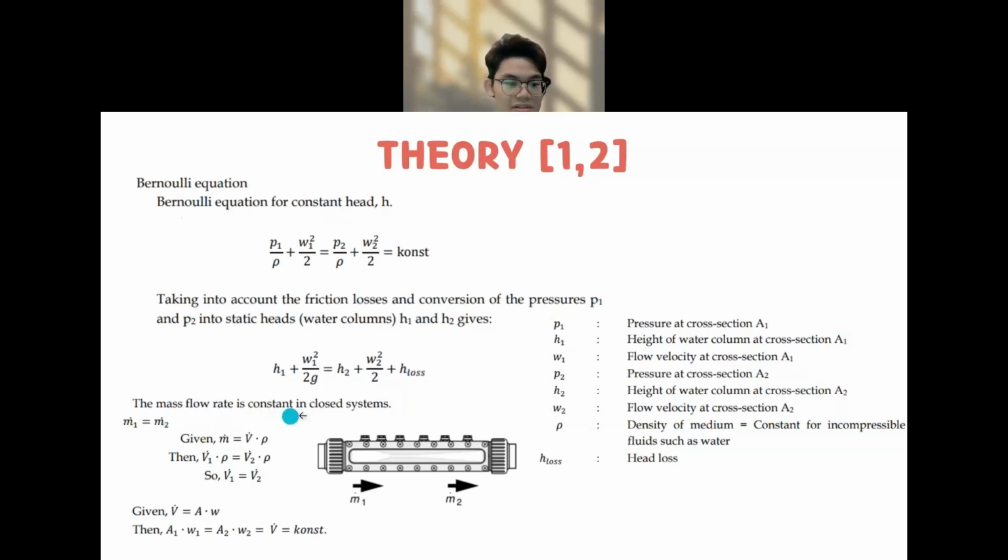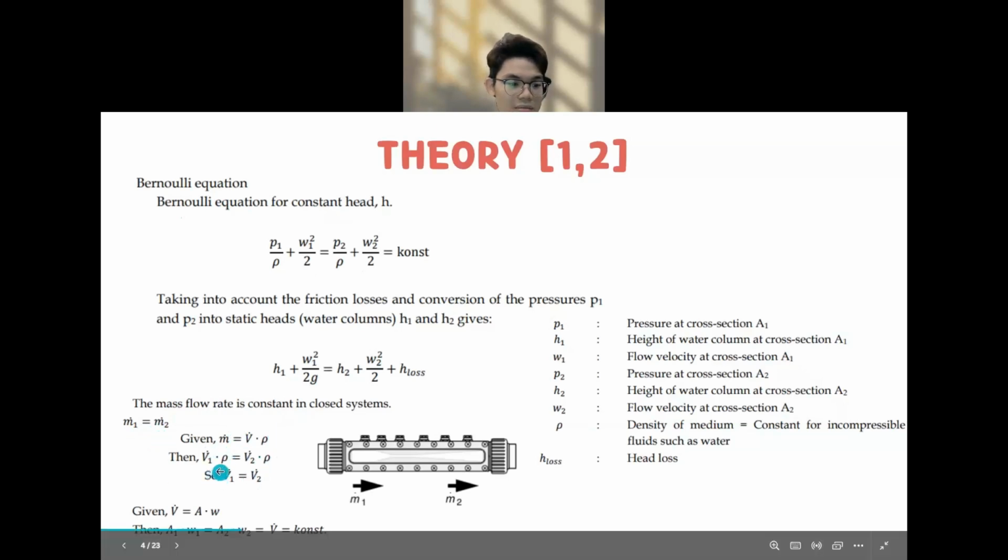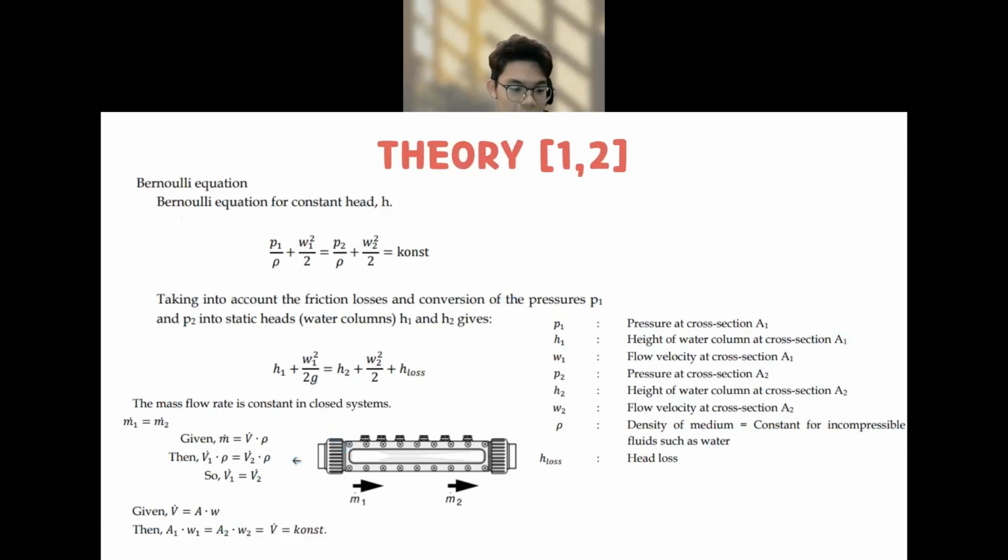The mass flow rate is constant. M1 equals M2. Given M equals V times rho, then V1 times rho equals V2 times rho. So V1 equals V2, which means, given V equals cross-sectional area times W, A1 times W1 equals A2 times W2 equals V, and V is a constant.